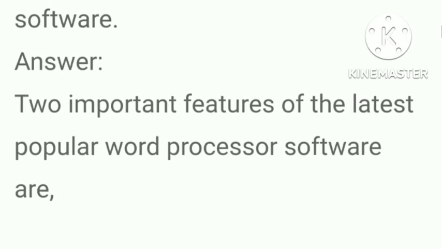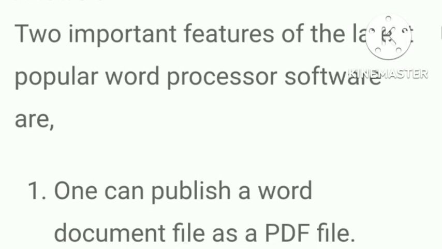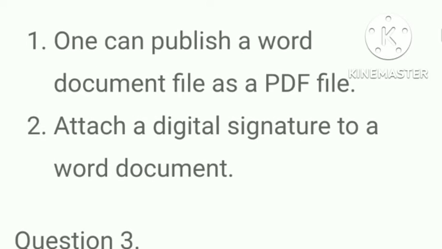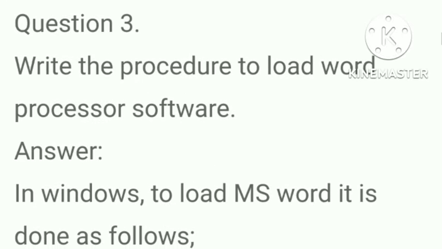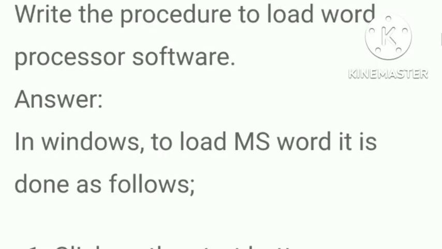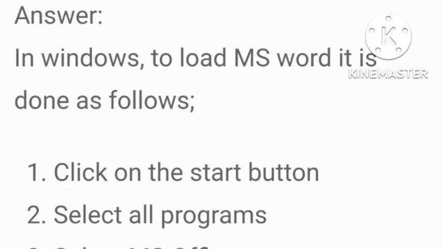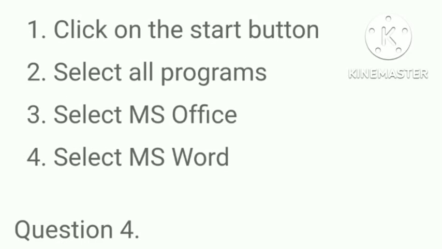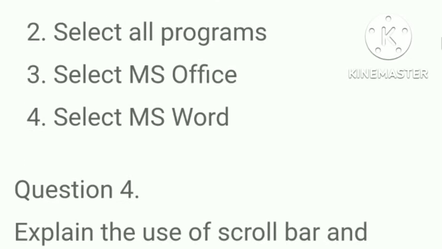Answer. Two important features of the latest popular word processor software are: one can publish a Word document file as a PDF file, and attach a digital signature to a Word document. Write the procedure to load word processor software. Answer. In Windows, to load MS Word, it is done as follows. Click on the Start button, select all programs, select MS Office, select MS Word.